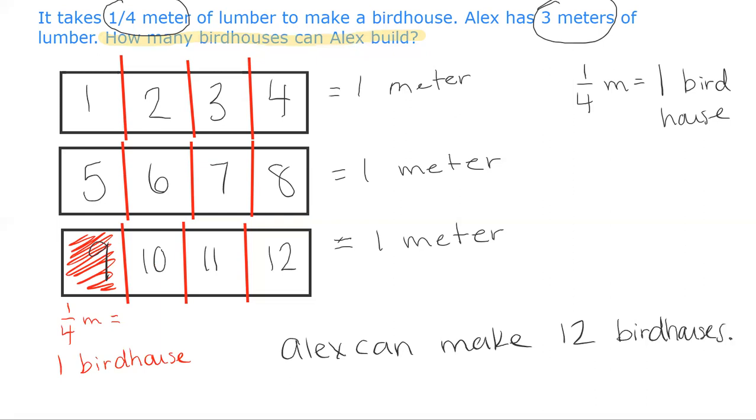This is a division problem, but we didn't actually use the division equation to solve it. We used the models. But if you wanted to figure out what the division problem is, think about what we just did. We did 3 meters and we divided it by 1/4. We discovered that this is equal to 12.